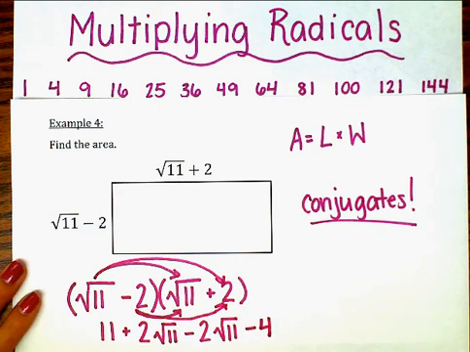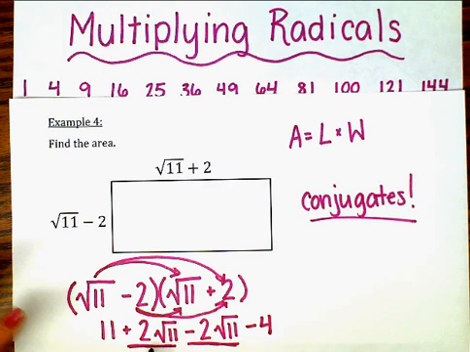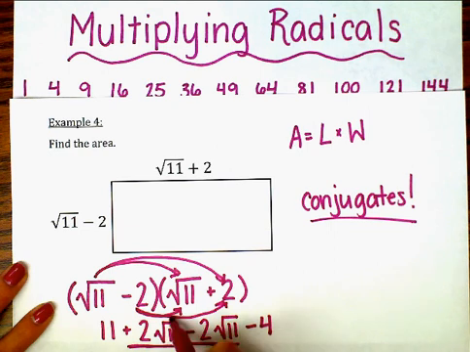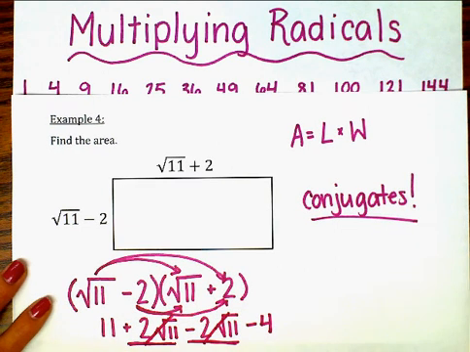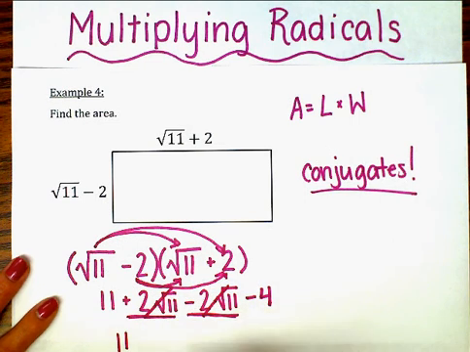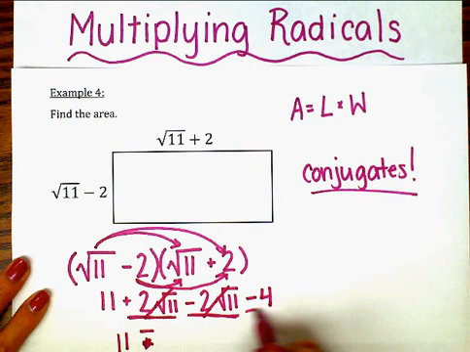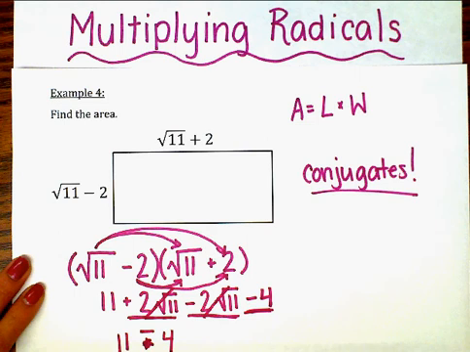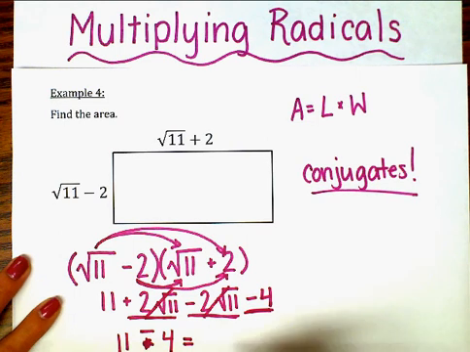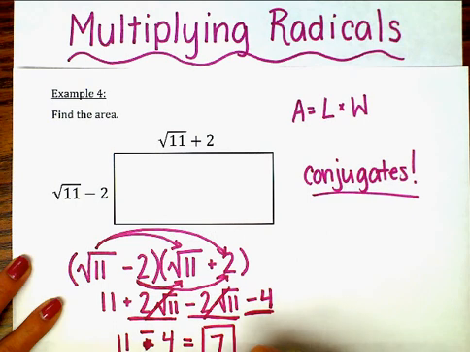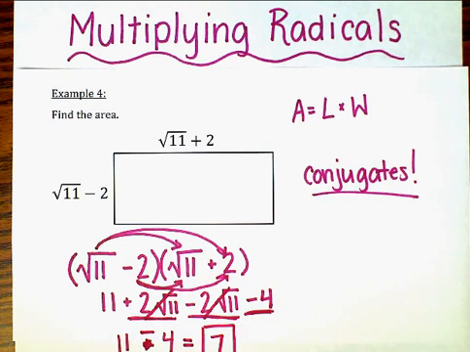Look at that. We have like terms because the numbers inside of the radical are identical. So our like terms are positive 2 radical 11 and negative 2 radical 11. If you take positive 2 radical 11 and subtract 2 radical 11, they both just cancel. And now we're left with 11 minus, can't forget some negative, minus 4. And our answer is going to be 7.